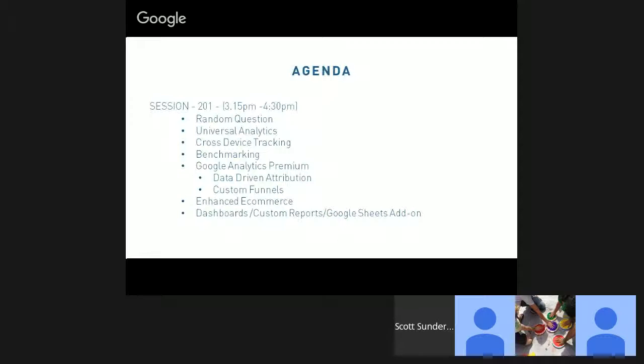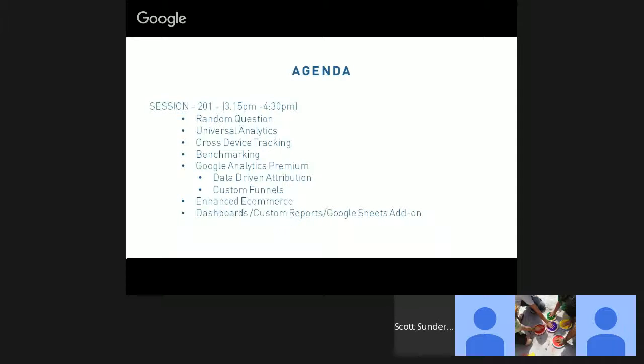We're going to start with a random question. Then we're going to move into Universal Analytics. Then we're going to go into cross-device tracking and benchmarking. We're going to talk about Google Analytics Premium, as there were a few questions about that in the last session. Then data-driven attribution and custom funnels. Then we'll move into enhanced e-commerce.